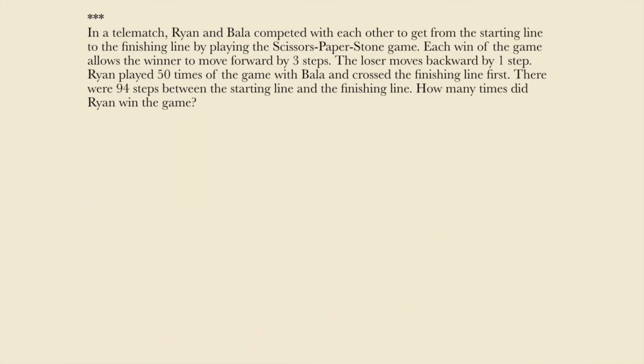And here we have a level 3. Ryan and Bala competed with each other to get from the starting line to the finishing line by playing the scissors, paper, stone game. Each win, okay, allowed the winner to move forward by 3 steps. The loser steps backward by 1. It's kind of like subtraction, isn't it? Ryan played 50 times with Bala and crossed the finishing line first, so Ryan won. There were 94 steps between the start line and the finishing line. How many times did Ryan win the game?